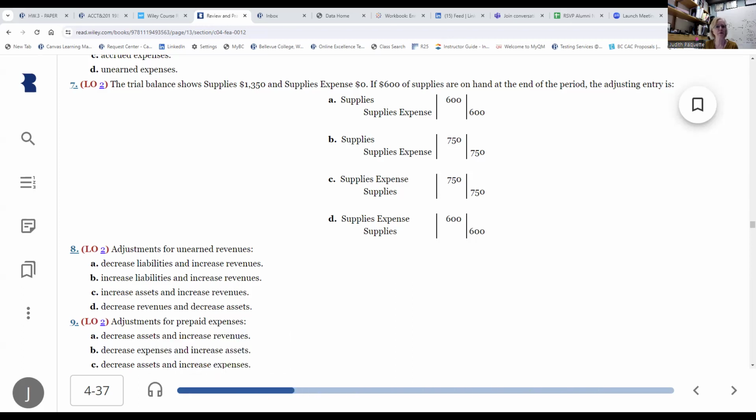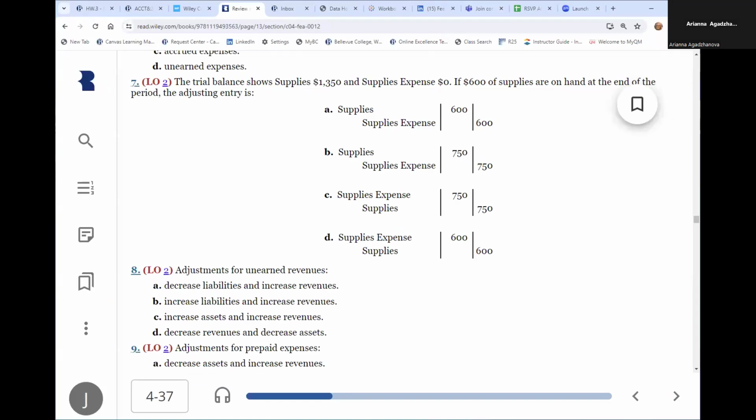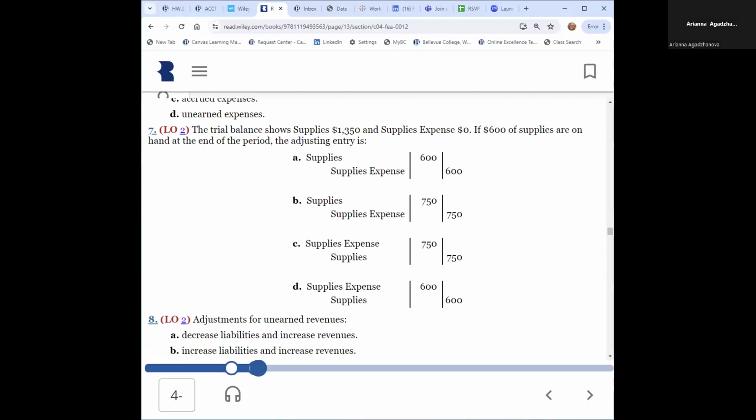Let's see. I have a question about this. When they tell us that there's a starting amount of supplies, and then they go on to say that currently on hand, there's a fewer amount, does that mean that something is decreased in that case? So think of your wallet. You had $100 in your wallet, and now on hand in your wallet, you have $20.